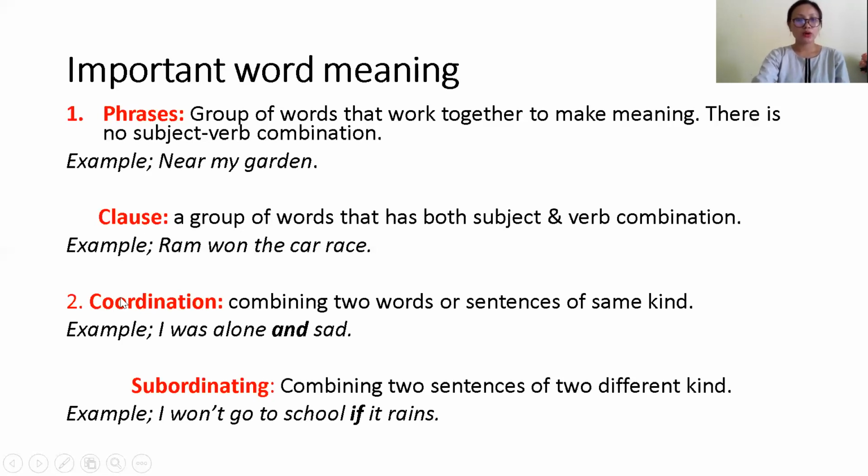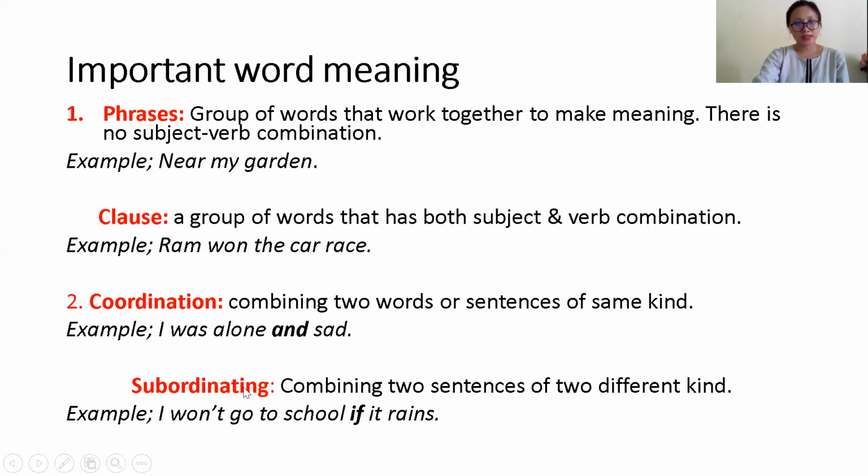2, coordination means combining two words or sentences of the same kind or equal rank, or you can say equal nature. Example here: I was alone and sad. So we are combining two words, alone and sad, with the conjunction and.